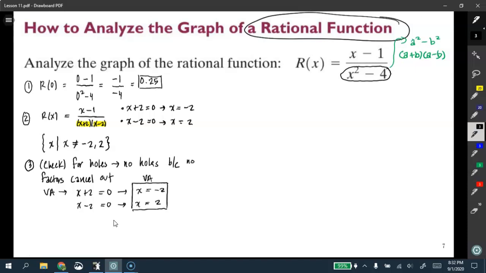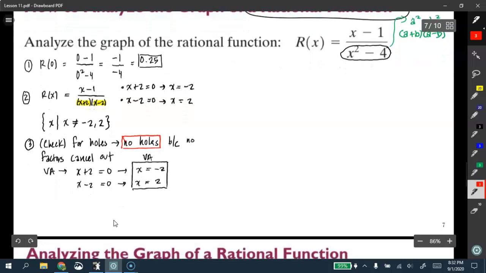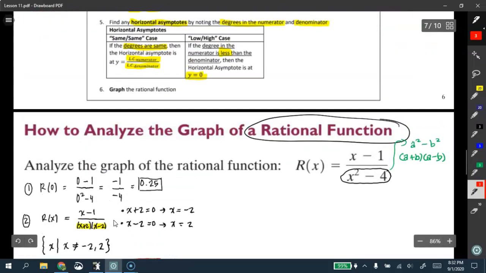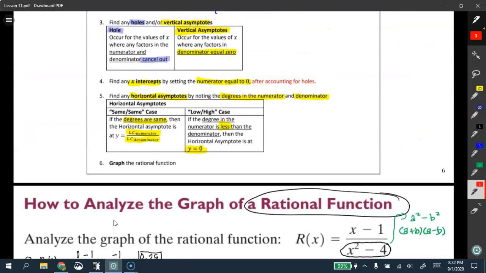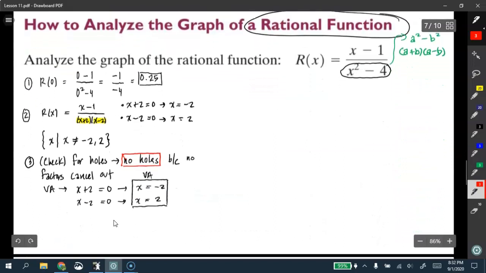And one more time, I will remind you that there are no holes in this graph. We checked and we discovered that there are no holes that actually are present in this graph. Now, step number 4 is to go ahead and look for x-intercepts. And x-intercepts is basically where you take the numerator and you set it equal to 0. So notice how to find vertical asymptotes, you set the denominator equal to 0. Now you're going to set the numerator equal to 0. So basically take the x minus 1 and set that equal to 0.